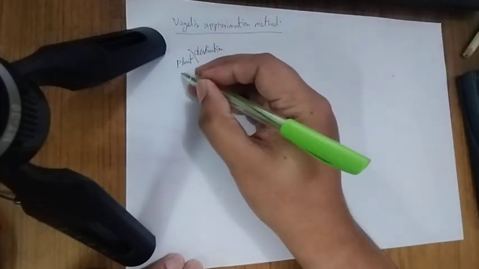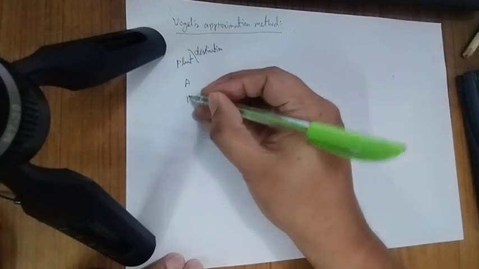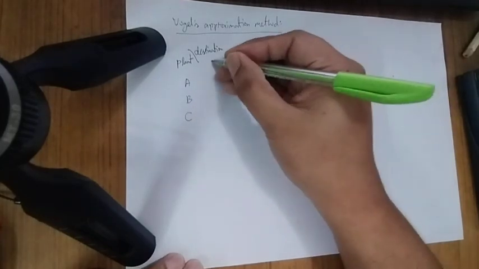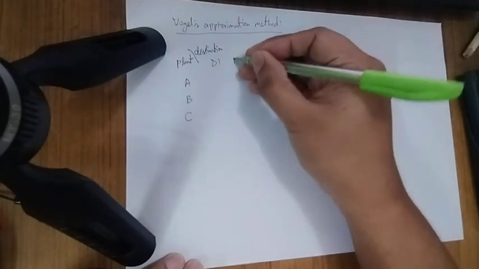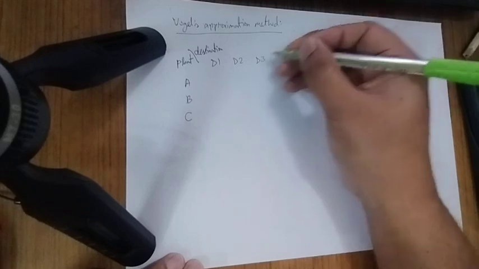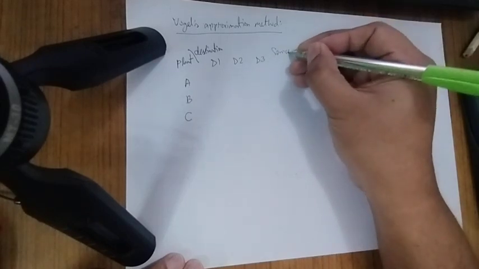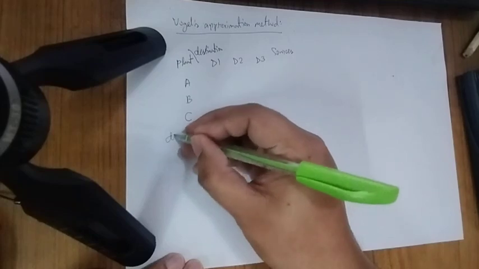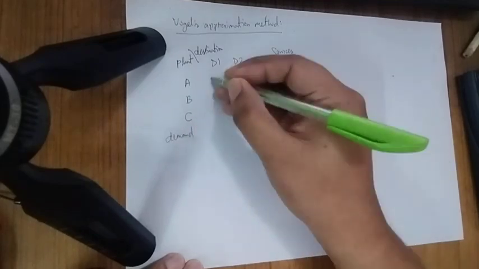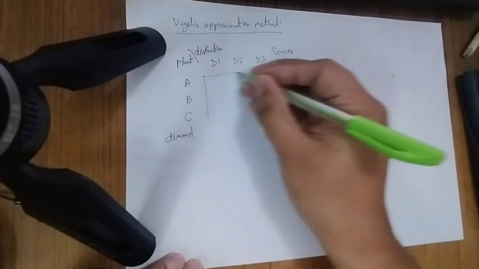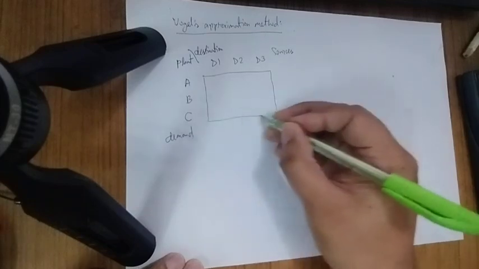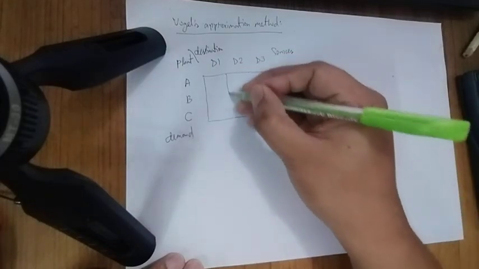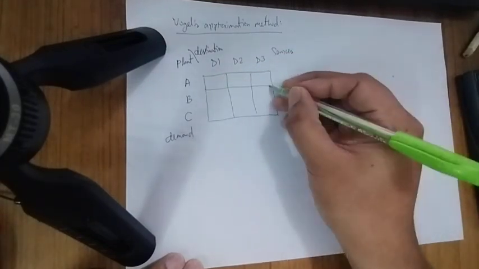The question is like this: the plants are A, B and C. Our destinations are D1, D2 and D3. Sources are given and demand is also given. The unit cost matrix is given. The values are like this.